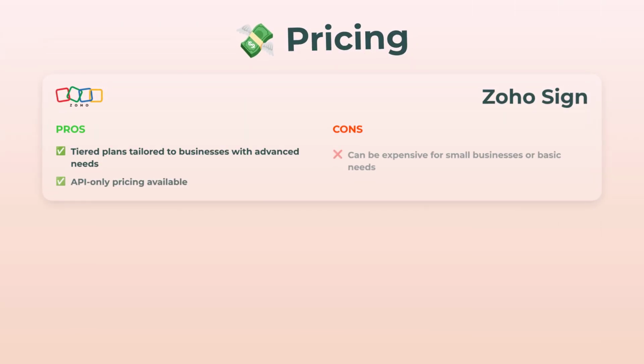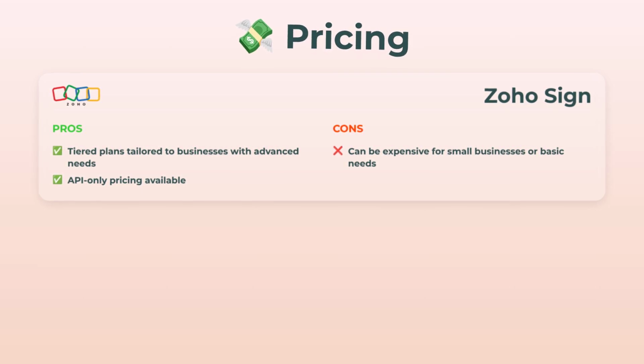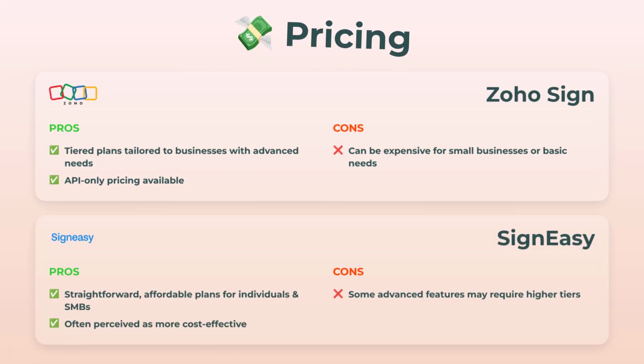Let's kick things off with pricing, because let's be honest, nobody wants their e-signature tool burning a hole in their wallet. So Zoho Sign has tiered plans aimed at businesses with some pretty advanced needs, and you even get API-only pricing if you love custom stuff. But yeah, it can get expensive fast, especially if you're just a small biz or you just want something basic.